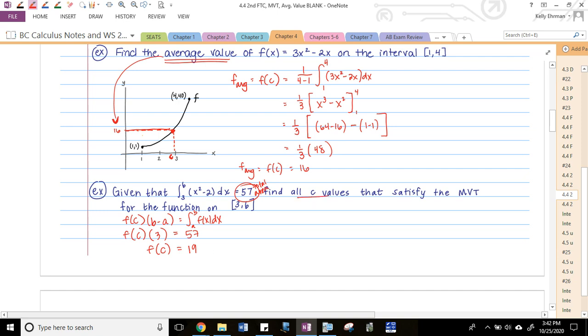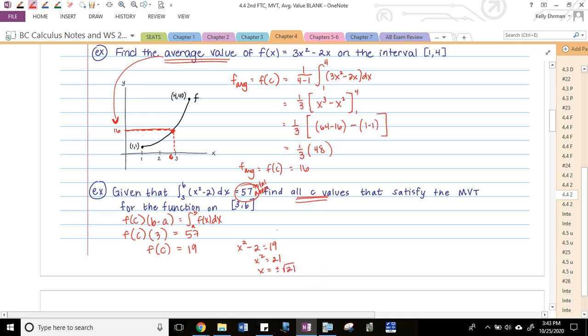The question is, find all the c values. All right, well, f of c is saying there's some c value on 3 to 6 for which the function x squared minus 2 equals 19. So now I take it there. X squared minus 2 is supposed to equal 19. That means x squared is supposed to equal 21. And that means x could equal plus or minus square root of 21.